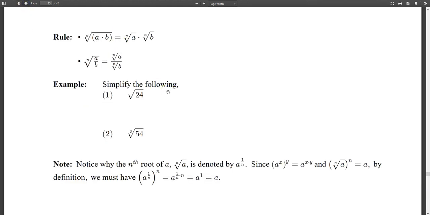And let's look at one more rule yet. This is dealing with nth roots. If you have the nth root of a times b, that is the same as the nth root of a times the nth root of b. And the same thing with fractions. If you have the nth root of a divided by b, that's the same as the nth root of a divided by the nth root of b. And another way to write these would be instead of using the root symbol, you could raise it to the 1 over n power.